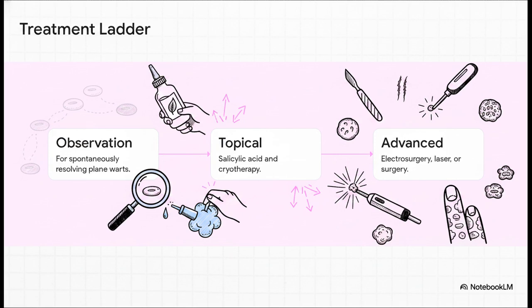Think 12 to 20% salicylic acid for at-home treatment, or clinical cryotherapy using liquid nitrogen. Advanced interventions, like electrosurgery, laser treatment, or straight-up surgical excision are strictly reserved for those highly resistant or deeply embedded lesions, like stubborn mosaic or periungual warts.